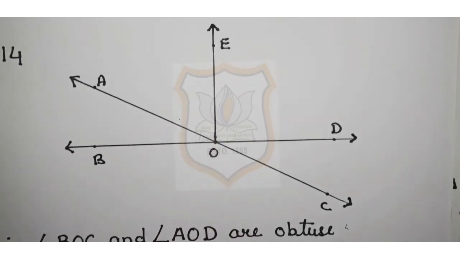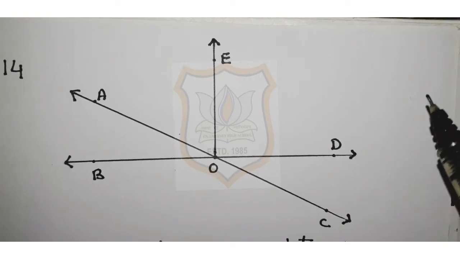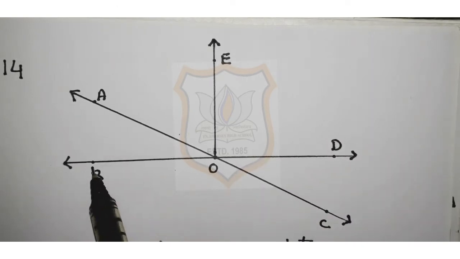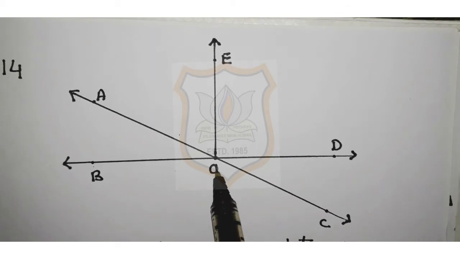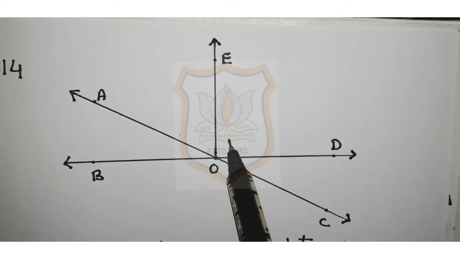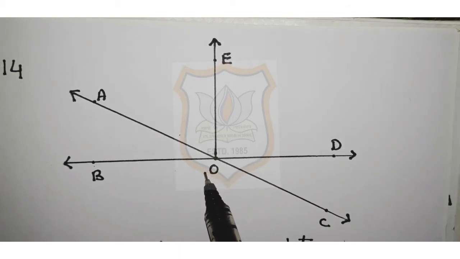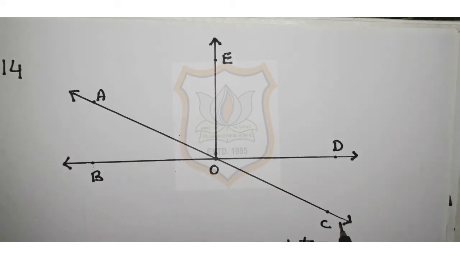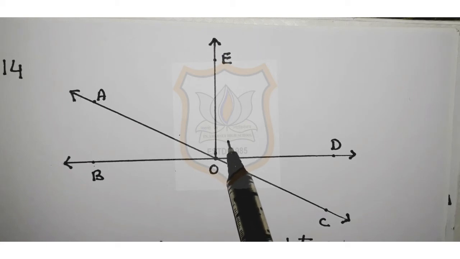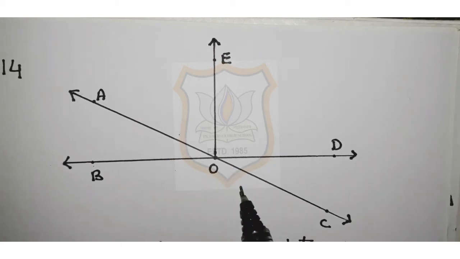Let's see. Again, see this figure. BOC. Where is BOC? This one is an obtuse angle. Obtuse angle means more than 90 degrees. And AOD. They are vertically opposite angles but obtuse. Why? Because two lines are intersecting each other at point O and these two angles are obtuse vertically opposite angles.